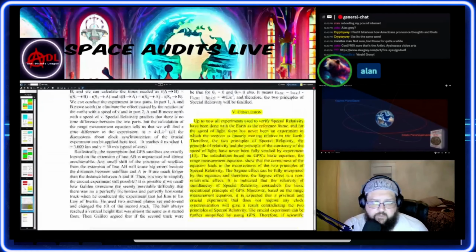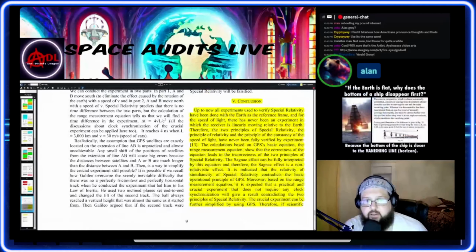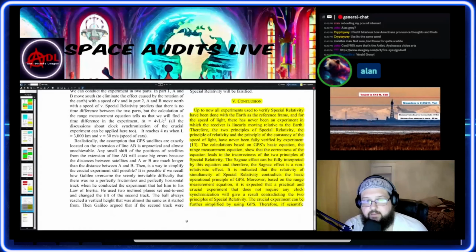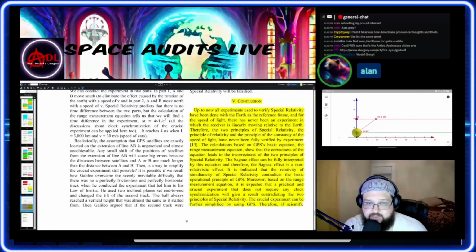And this is back to wrapping up the experiment. We'll just read the conclusion here. Up until now, all experiments used to verify special relativity have been done with the Earth as the reference frame. And for the speed of light, there has never been an experiment in which the receiver is linearly moving relative to the Earth. Therefore, the two principles of special relativity, the principle of relativity and the principle of the constancy of the speed of light, have never been fully verified by experiment.